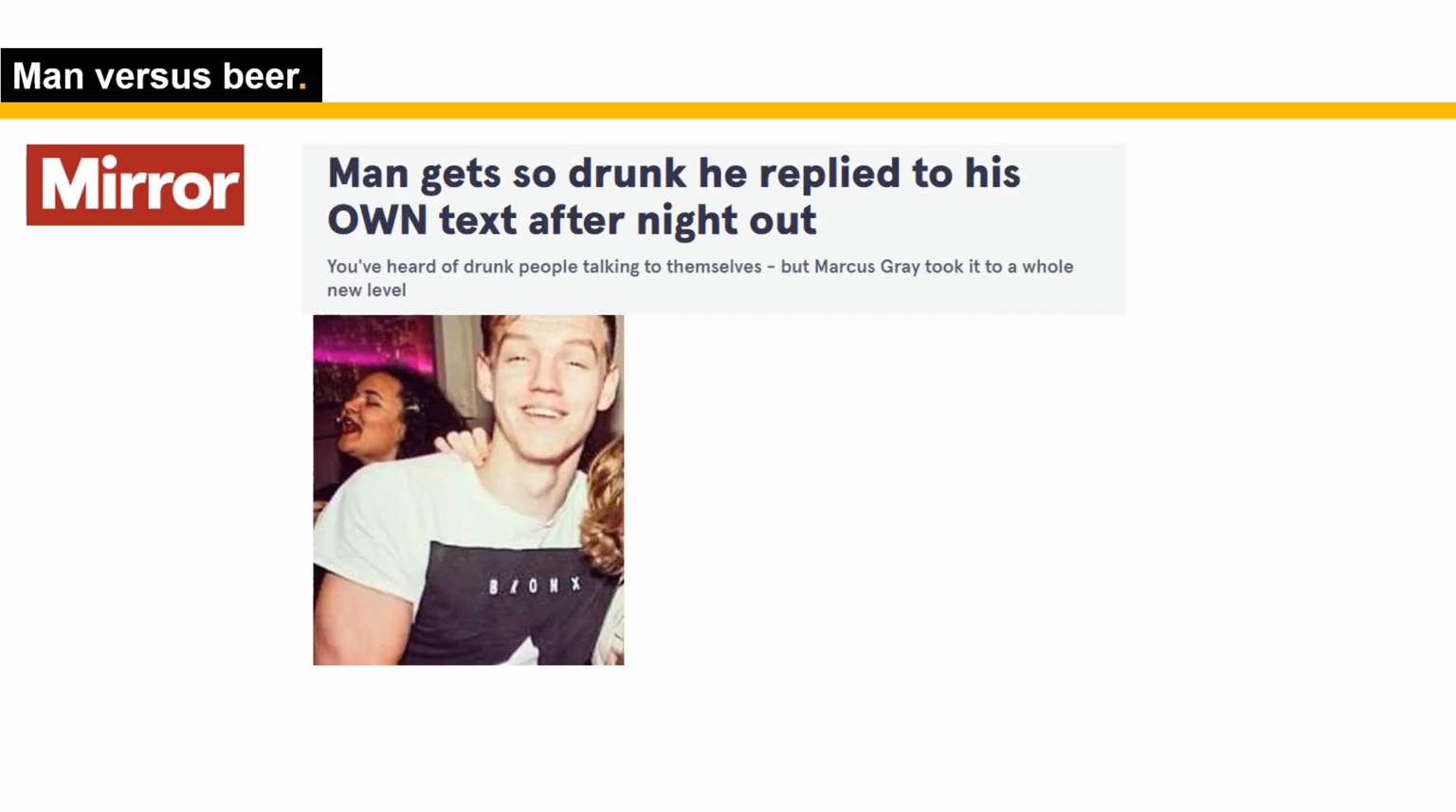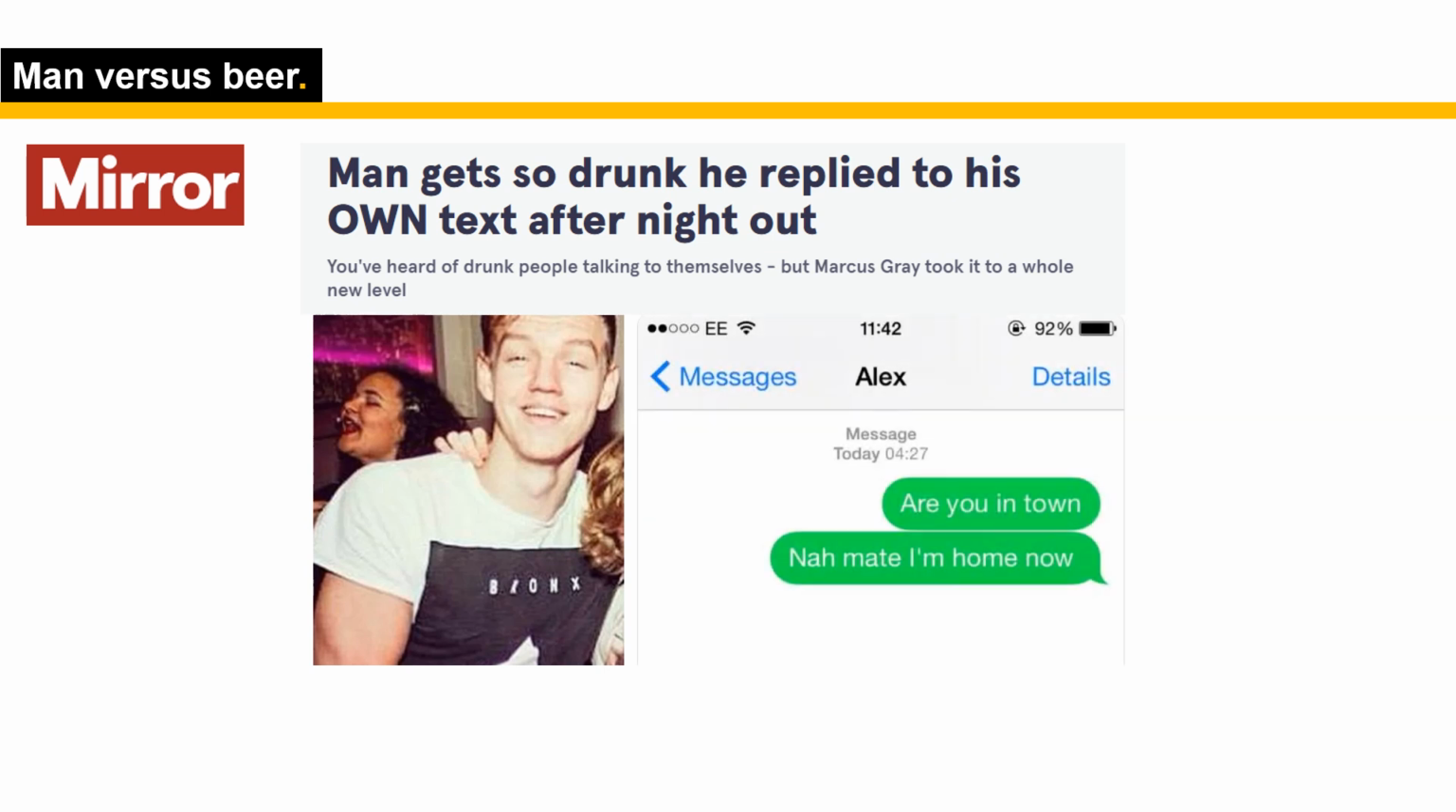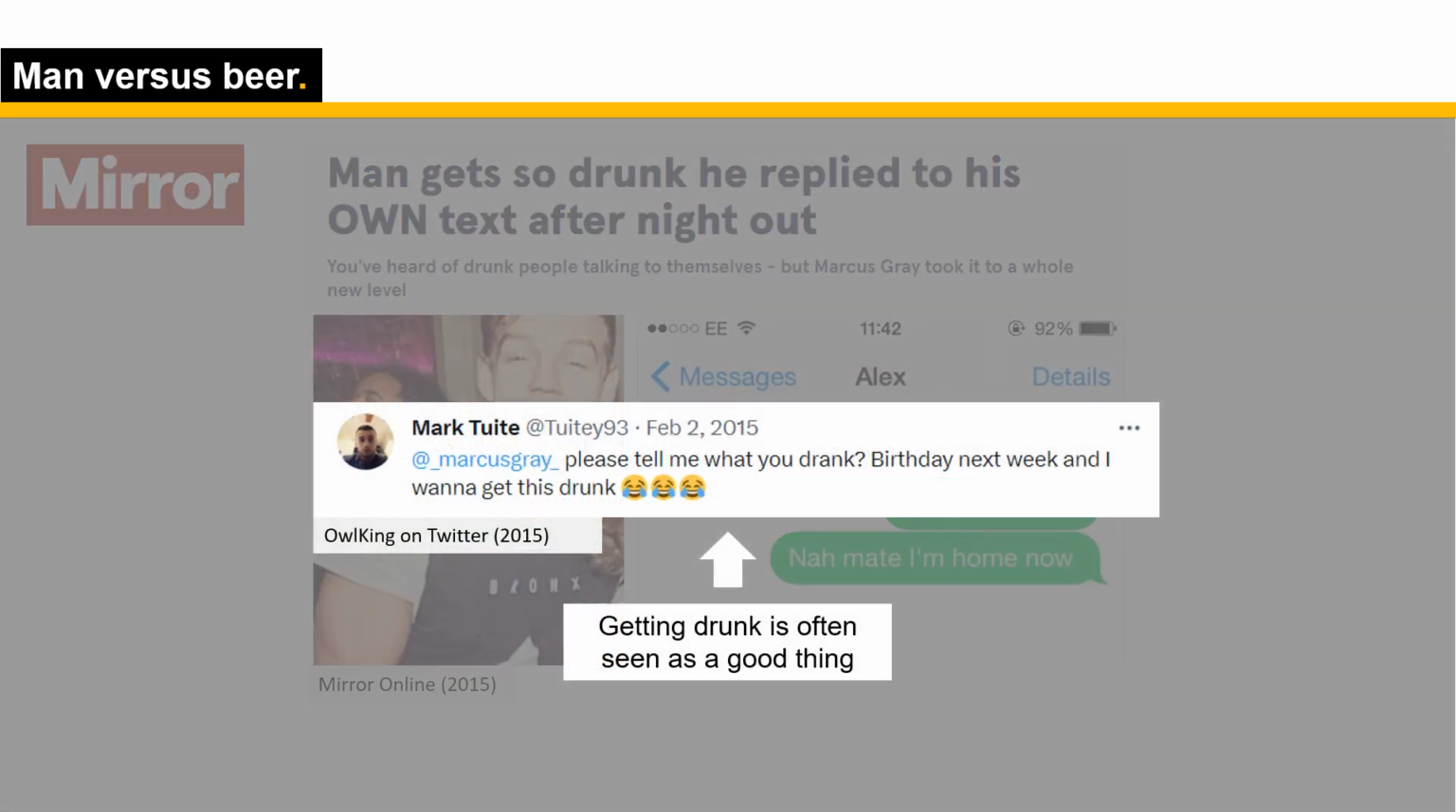And then we have another article from the Mirror. This is one of a man who got so drunk he replied to his own text after a night out. These were his texts. He was basically returning from home. Then he asked himself whether he was in town and he replied to himself saying he was at home. Somehow this got into the Mirror and actually it caused quite a lot of humour. As we can see, people found it really funny. So this person on Twitter was replying saying, it's my birthday next week and I want to get this drunk too.